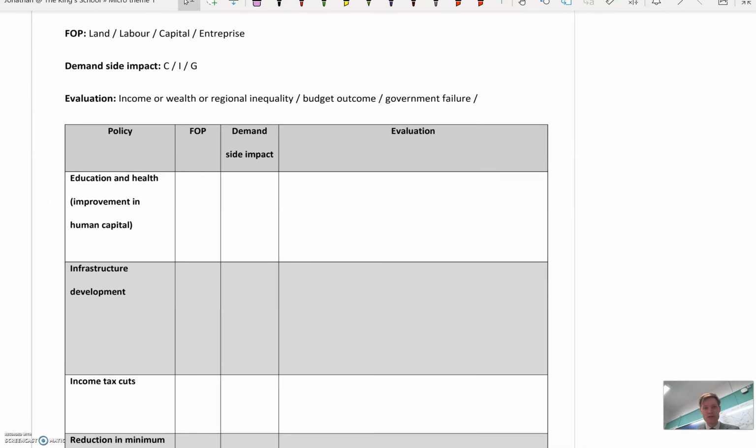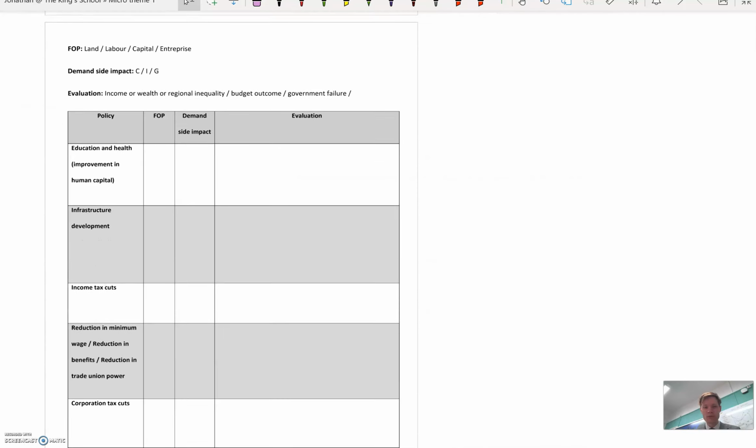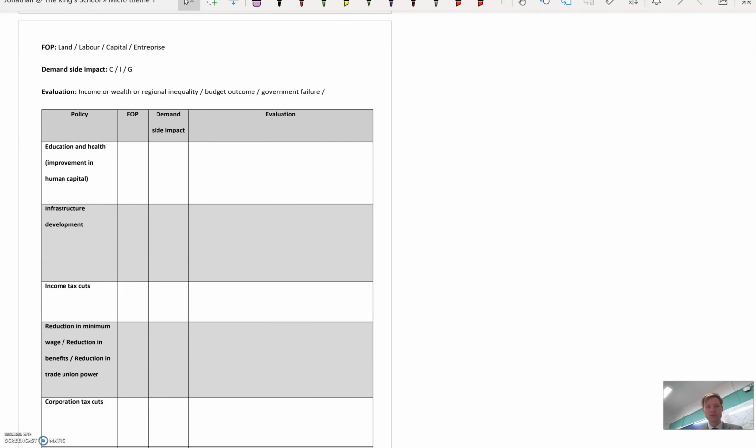So first thing to do is to look through these different policies and have a go yourself. So what we're looking to do is to look at which factor of production, land, labour, capital, enterprise would be affected in the long run by each of these policies. The second thing to do is to take a look at the immediate short-term impact on spending. These policies generally will also shift the AD curve.